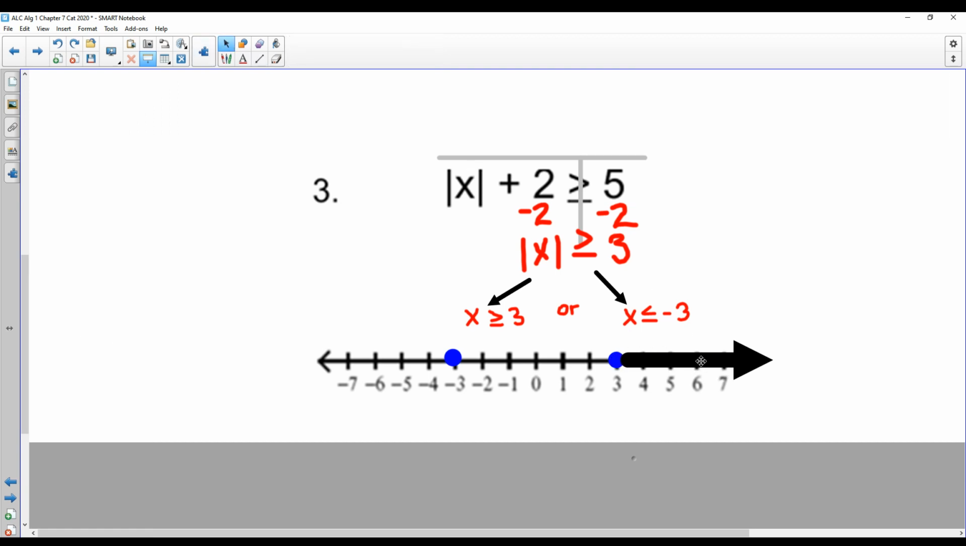And then this says x is less than or equal to -3. So I'm going to shade to the left or the right? To the left. There you go. And again, those are solid dots. So that's what that graph looks like.